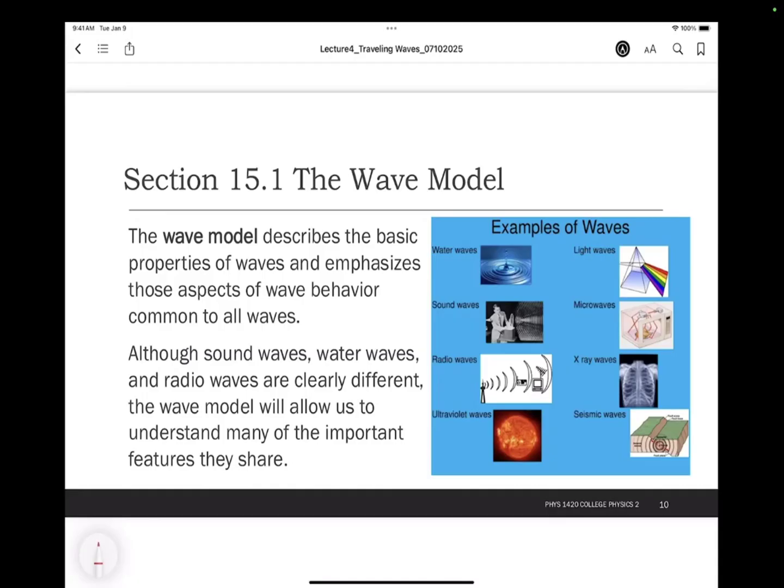When an earthquake happens, there will be some seismic waves. There are so many waves. They seem different to us, am I right? But they share some of the same features. We call it the wave model. We can model those waves.